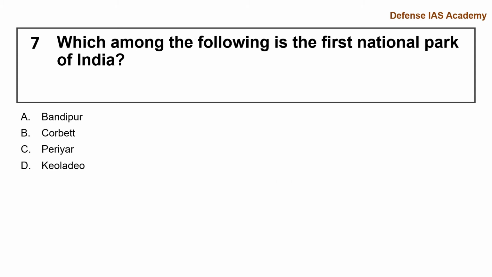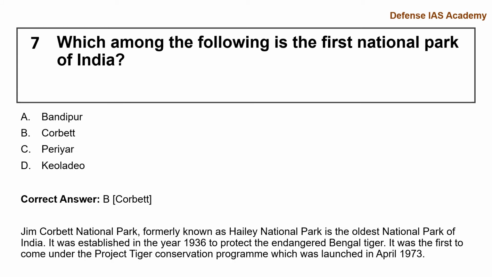Question 7. Which among the following is the first national park of India? The correct answer is option B, Corbett. Jim Corbett National Park, formerly known as Hailey National Park, is the oldest national park of India. It was established in the year 1936 to protect the endangered Bengal tiger. It was the first to come under the Project Tiger Conservation Program, which was launched in April 1973.